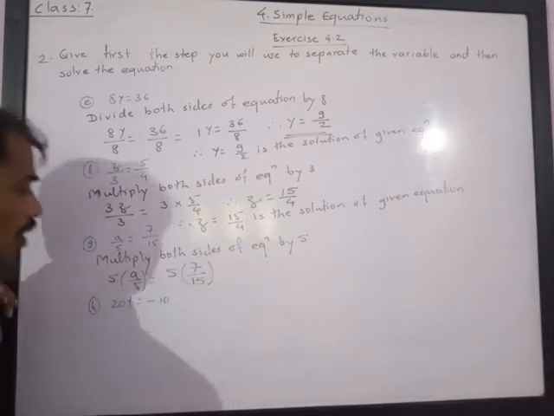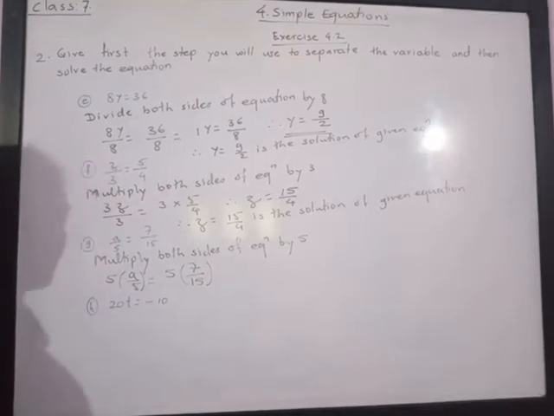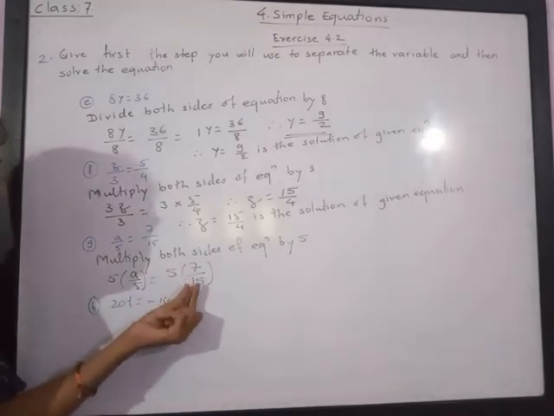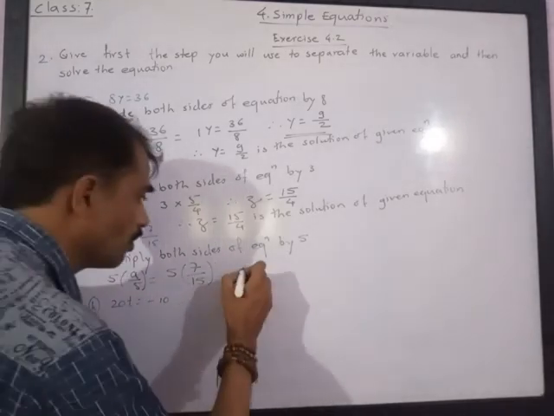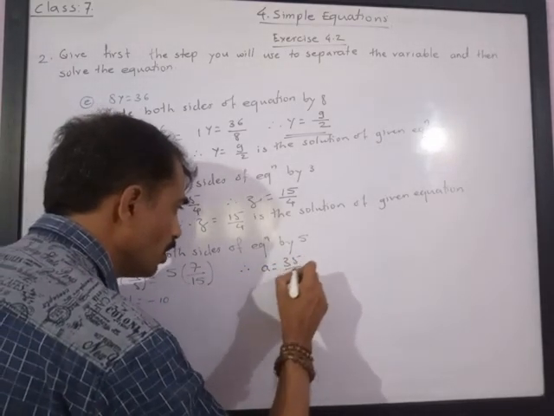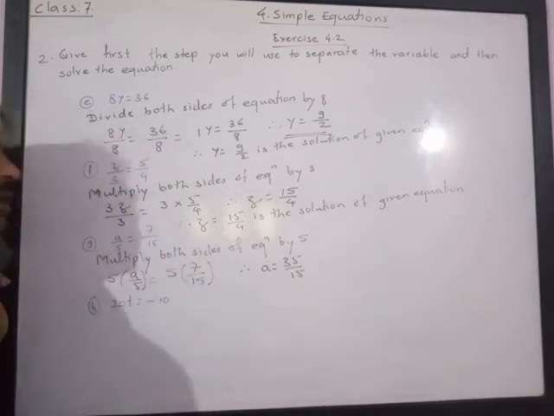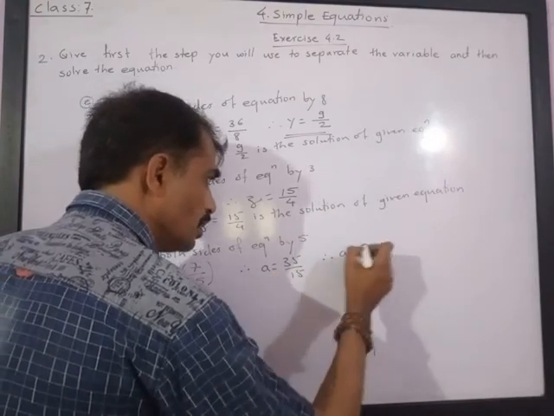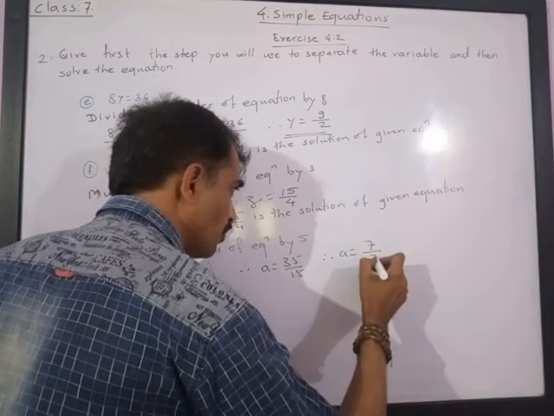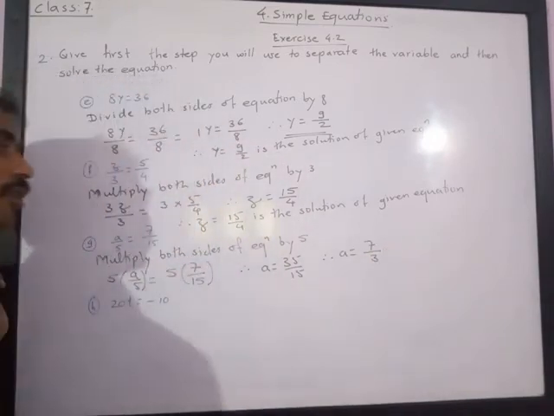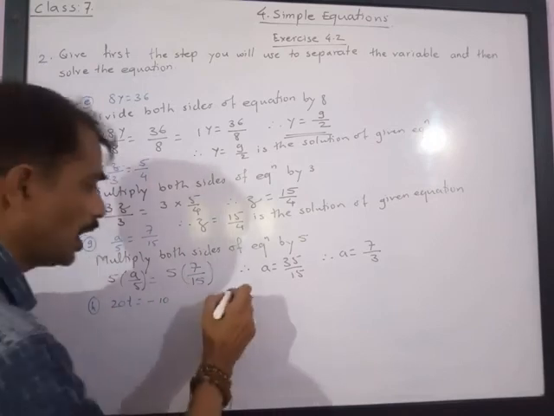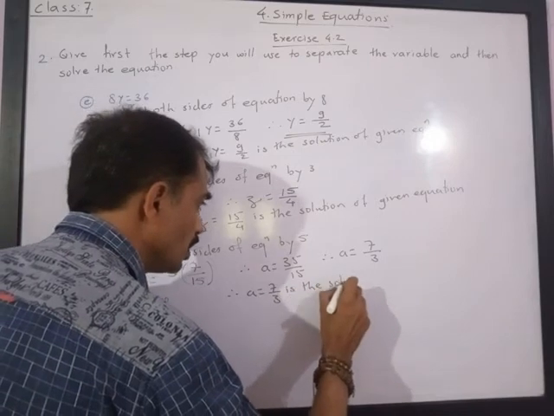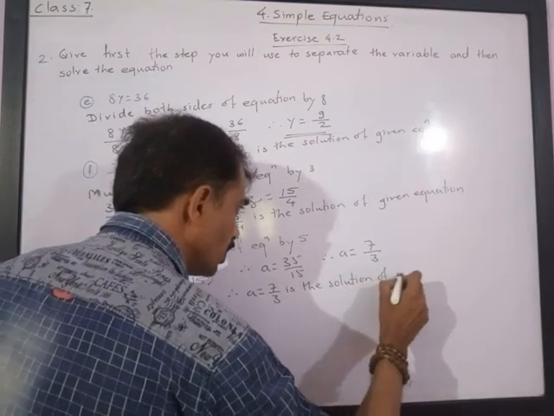So if you solve this, you will notice that 5 divided by 5 is 1. So you will get a. Here 7 fives are 35 upon 15. So a is equal to 35 upon 15. Now please note, both the numbers are divisible by 5. So if you divide this, you will get a is equal to 5 sevens are 35 and 5 threes are 15. Therefore a is equal to 7 upon 3 is the solution of the given equation.